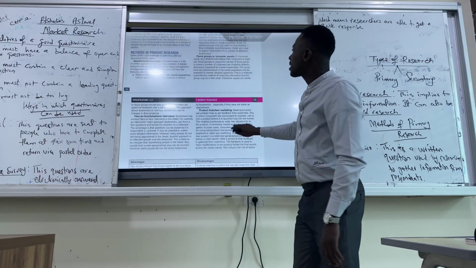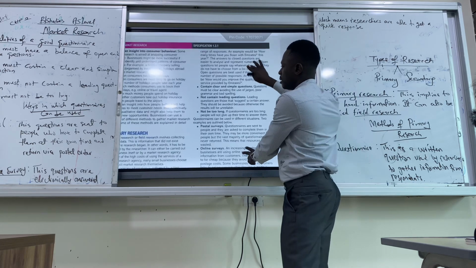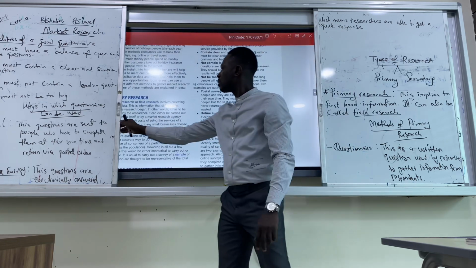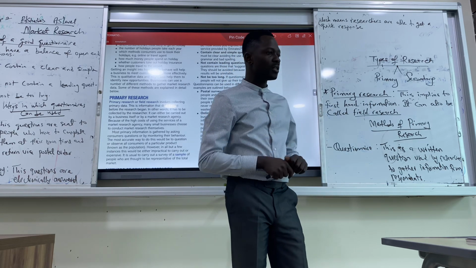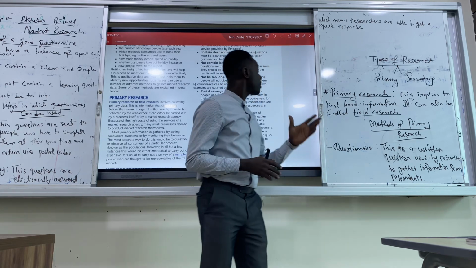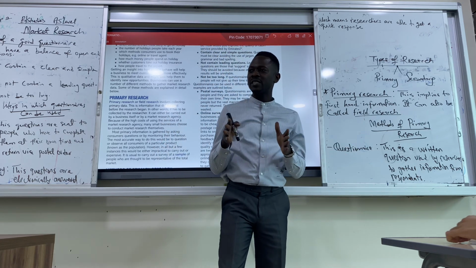So we'll go to types of market research. For the types of market research, we have primary market research and secondary market research. So we start with primary market research. For primary market research, this is research that is done firsthand.